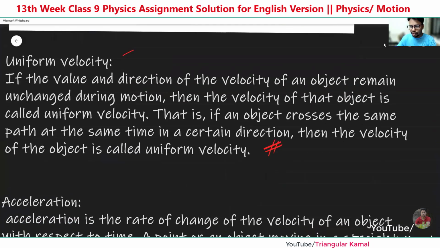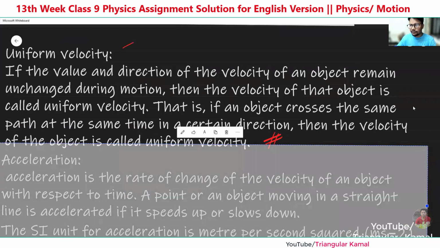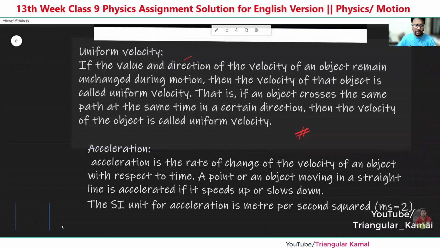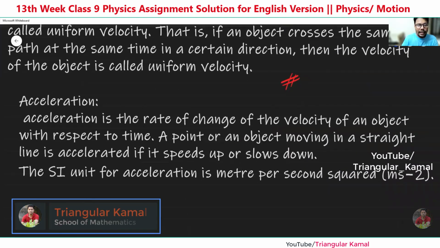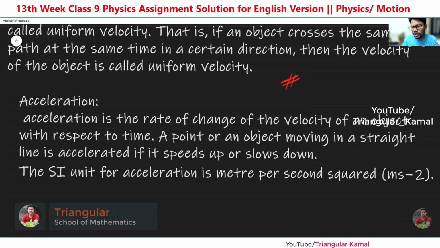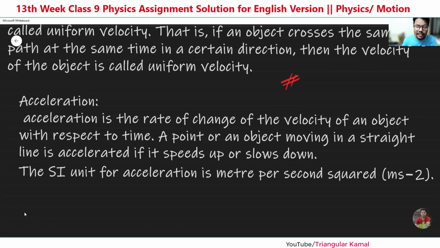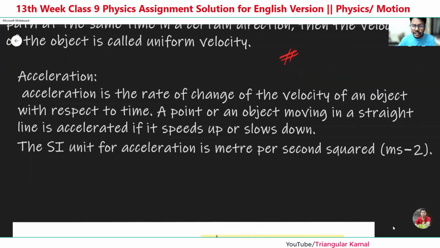Now, the next definition: define acceleration. Acceleration is the rate of change of the velocity of an object with respect to time. That means velocity change with respect to time is called the acceleration. A point or an object moving in a straight line, that means direction is given, is accelerated if its speed goes up, and that is called acceleration. If the speed slows down, this is called negative acceleration or deceleration.